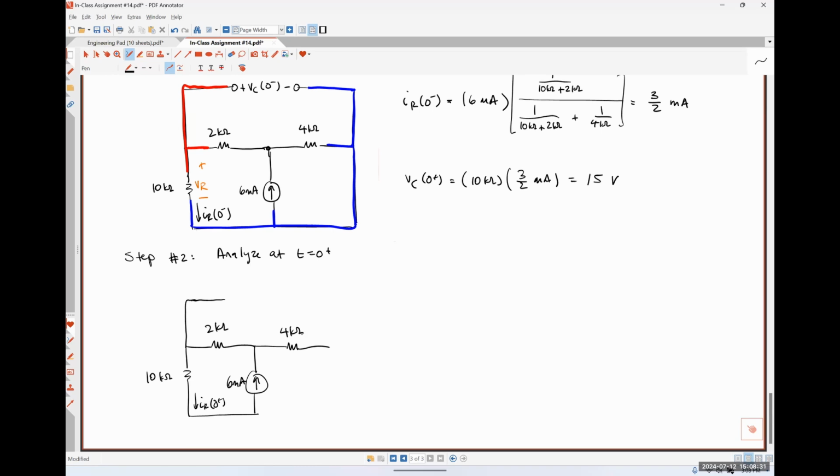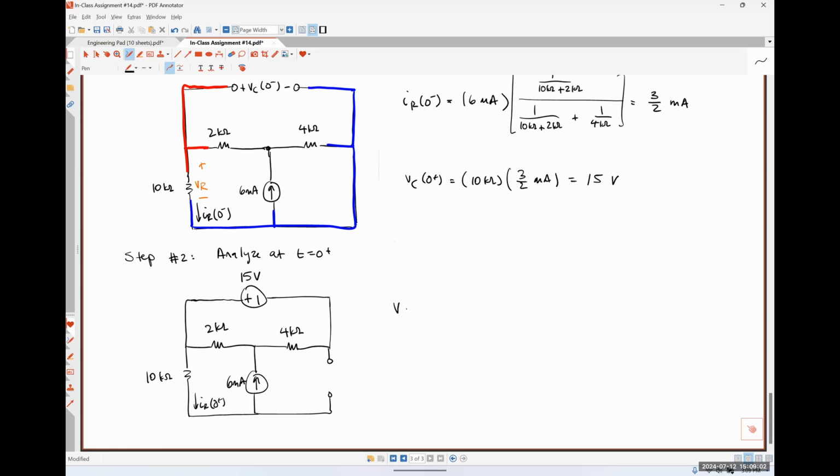Here's our 4 kilo ohm resistor. Our switch was opened over here, so I'm going to just take that. So what do I need to do with my capacitor? Replace it with a voltage source having the same polarity as VC at 0 minus, as well as the same value. So we're going to put a 15-volt source, positive polarity on the left, negative polarity on the right.